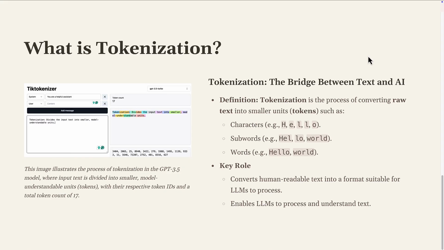And subword is something in between. So it will try to capture, let's say, the roots of the words or the suffixes or prefixes, and try to come up with a certain subdivision based on the input text that you will provide. And the key role is to convert human readable text into a format suitable for the LLM to process, and to enable the LLM to process and understand the text.